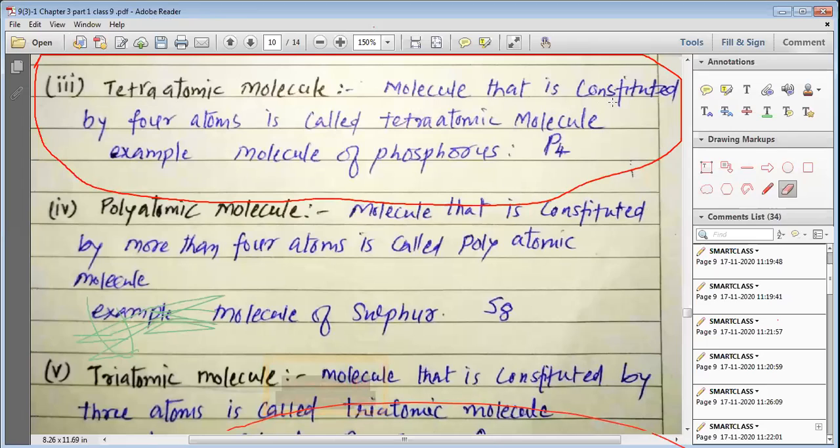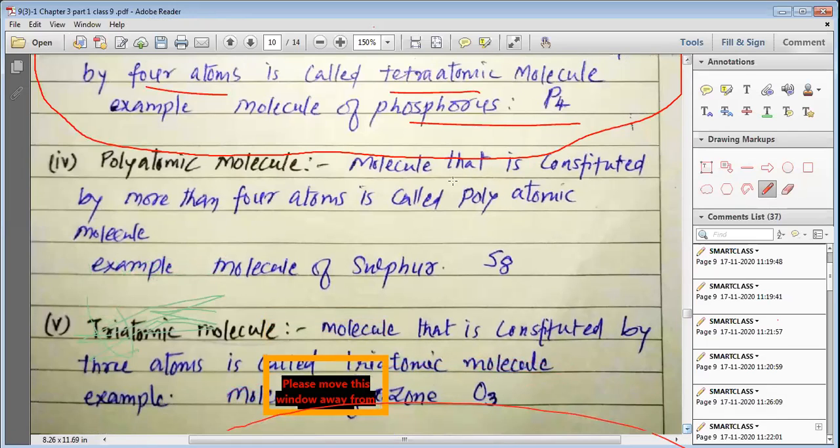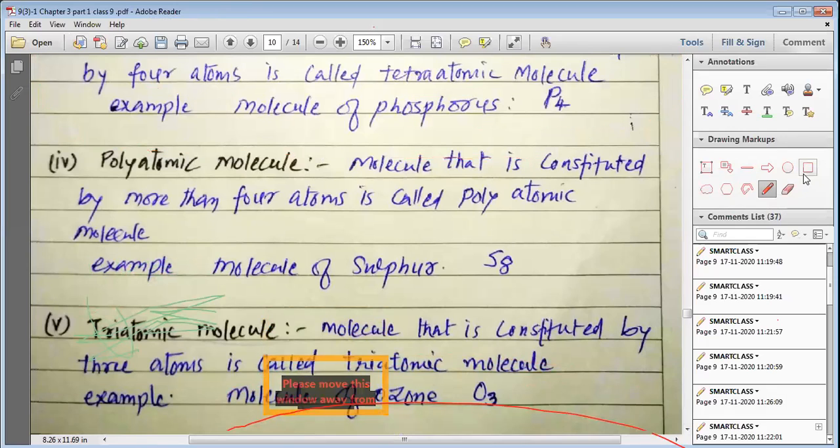The molecule that is constituted by four atoms. Remember, the molecule that is constituted by four atoms is called the tetraatomic molecule. The example of tetraatomic molecule is P4. Then we have the next one, polyatomic molecule. Let us understand the definition of the polyatomic molecule, my dear students.